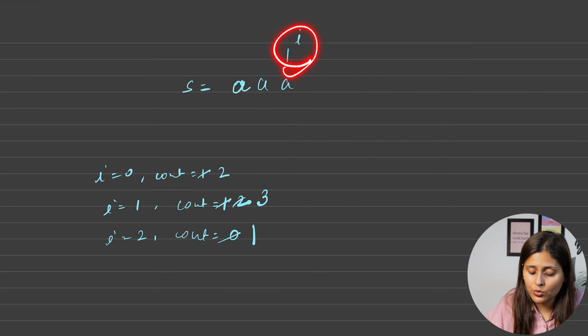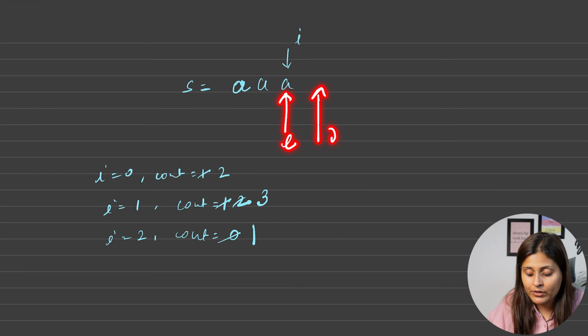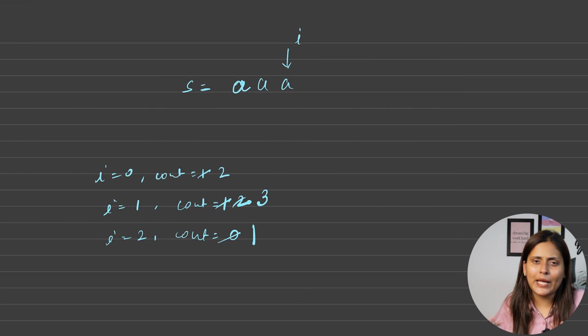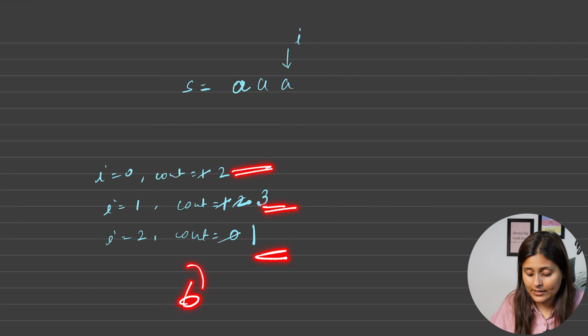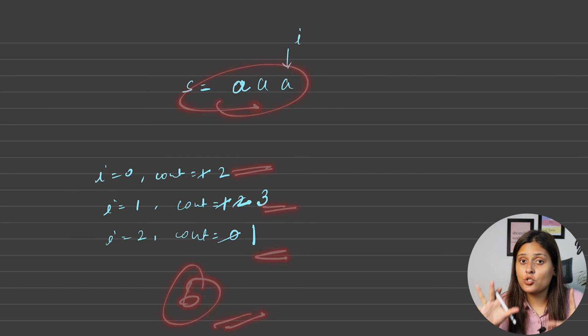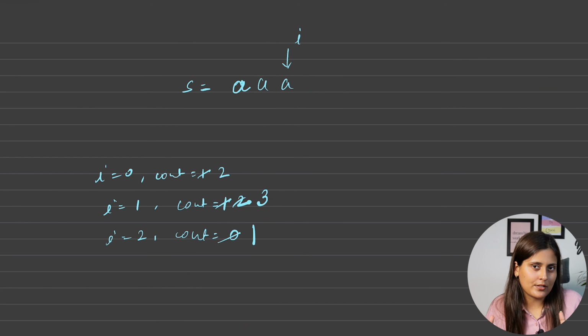Now for I equal to 2, even length, left will stay here, but right we always start from I plus 1, and that is not valid, so in this case we won't count anything. So in total, if you see, 2 plus 3 plus 1, which is nothing but 6, we got 6 such valid palindromic substrings.